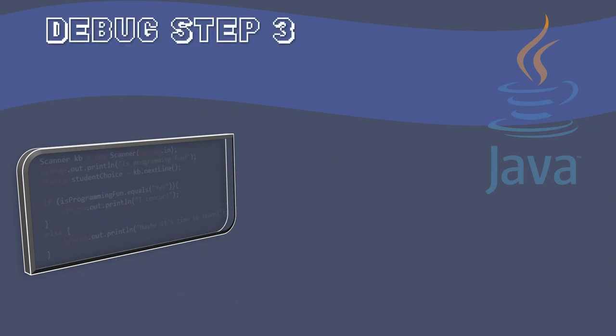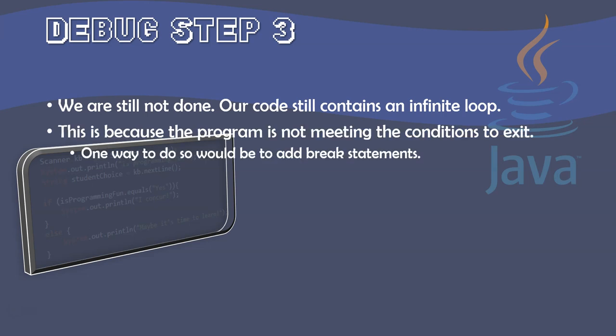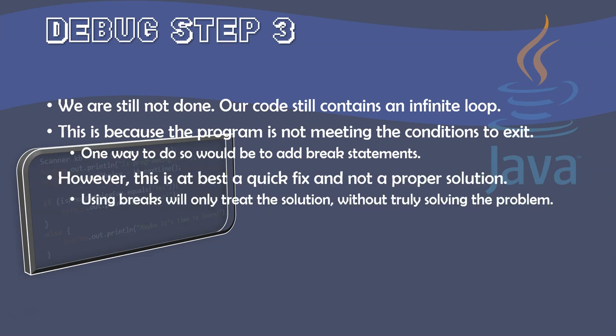If we look at the program now, we still have the infinite loop. We took care of the one piece that was causing it, but it doesn't actually exit the loop. That's because the conditions for exiting that loop are never met. Of course, we could add break statements in here to force it out of the loop. However, this is a quick fix. It doesn't properly solve the underlying issue within our code. Breaks will only treat this as a kind of solution without solving the underlying problem.